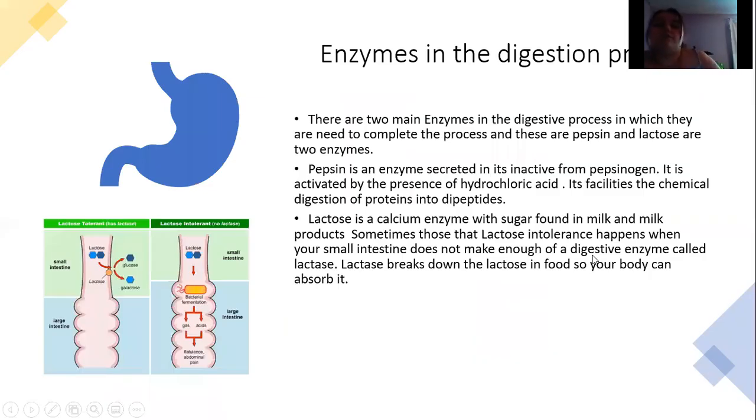Enzymes in digestion. There are two main enzymes needed to complete the digestion process: pepsin and lactase. Pepsin is an enzyme secreted in its inactive form, pepsinogen, which is activated by hydrochloric acid, and it facilitates the chemical digestion of proteins into peptides. Lactase is an enzyme that breaks down lactose, the sugar found in milk and milk products. Lactose intolerance happens when your small intestine does not make enough of the digestive enzyme lactase. Lactase breaks down the lactose in food so your body can absorb it.